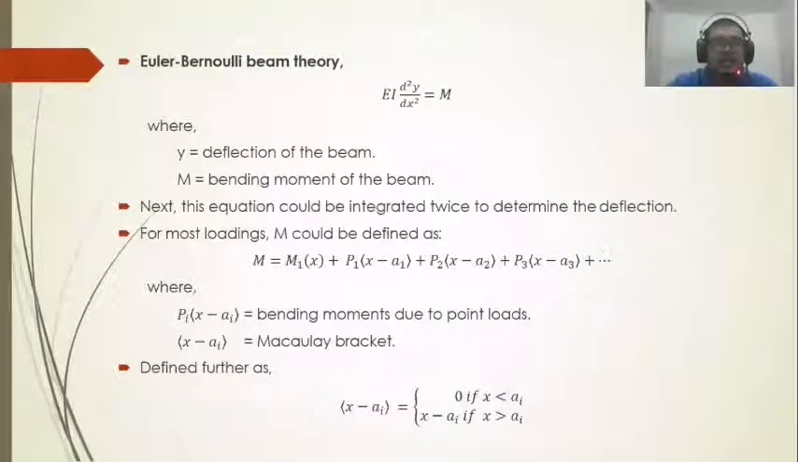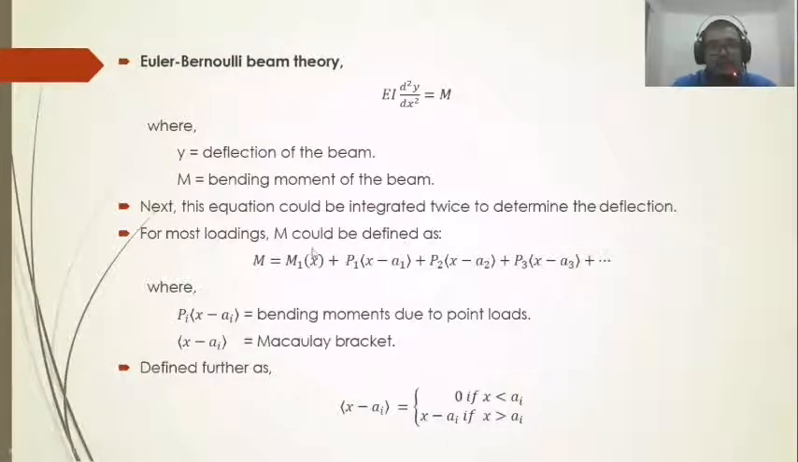As we can see here, this is the Euler-Bernoulli beam theory, where EI d2y over dx squared equals M, where y refers to the deflection of the beam and M is the bending moment of the beam. Afterwards, this equation can be integrated twice in order to determine the deflection, only if the bending moment is given as a function of x.